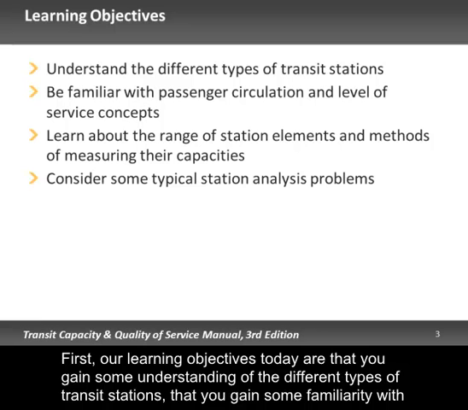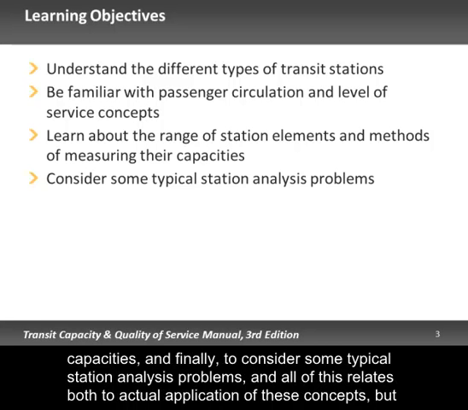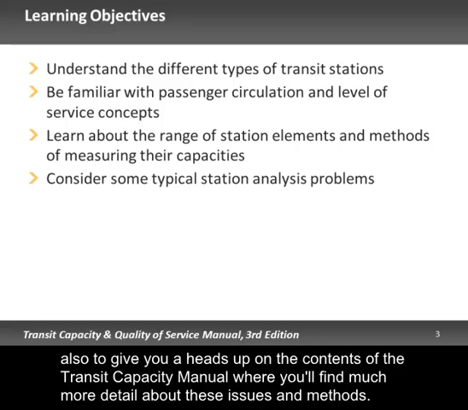First, our learning objectives today are that you gain some understanding of the different types of transit stations, that you gain some familiarity with passenger circulation and level of service concepts, to learn about the range of station elements and the methods of measuring their capacities, and finally to consider some typical station analysis problems. And all of this relates both to actual application of these concepts, but also to give you a heads up on the contents of the Transit Capacity Manual, where you'll find much more detail about these issues and methods.